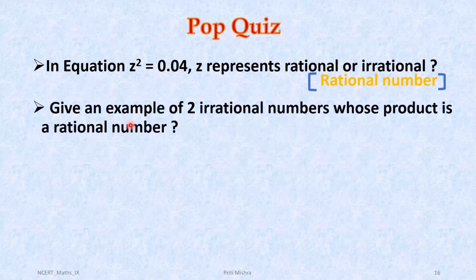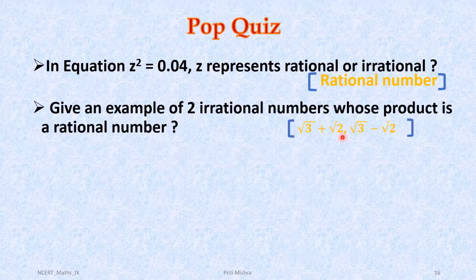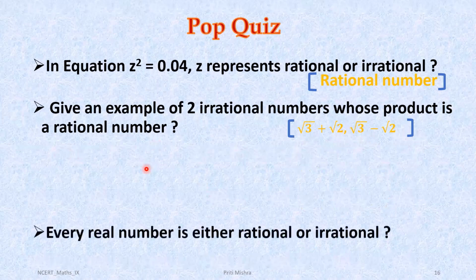Let's have another question. Give an example of two irrational numbers whose product is a rational number. Get ready with your answer. So the answer is root 3 plus root 2 and root 3 minus root 2. Such type of numbers after multiplication give us a rational number. I have explained this thoroughly in the slides.